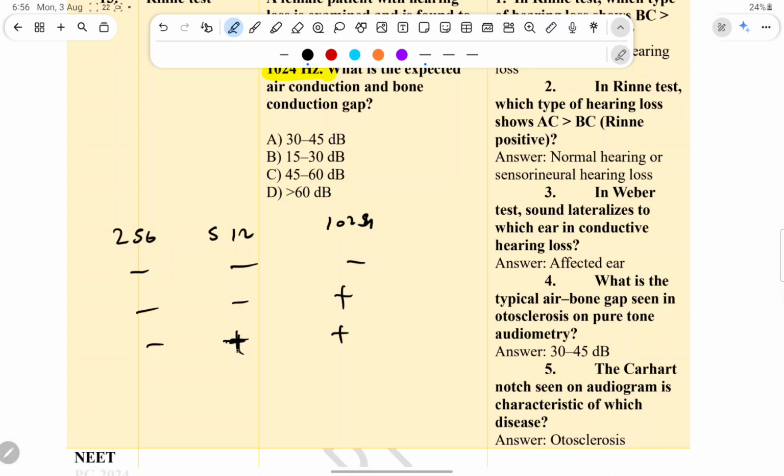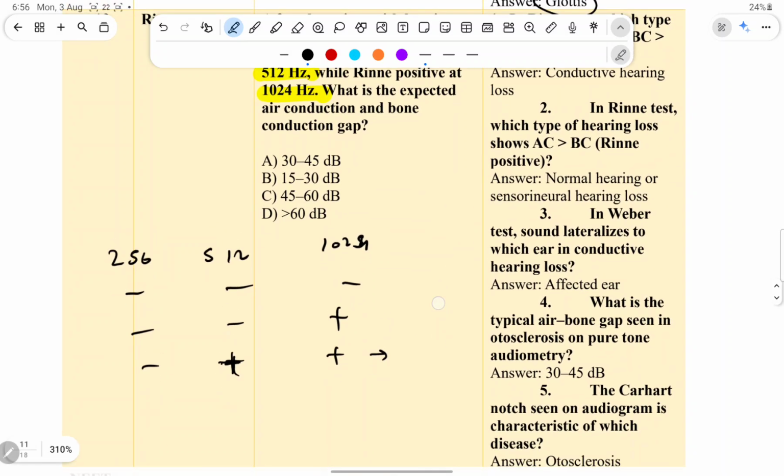Since it's only one negative, the hearing loss will be less, around 32 to 45. Here we have 45 to 50 decibel, and in all three negative we have around 60 decibel loss. So the answer came to be A.